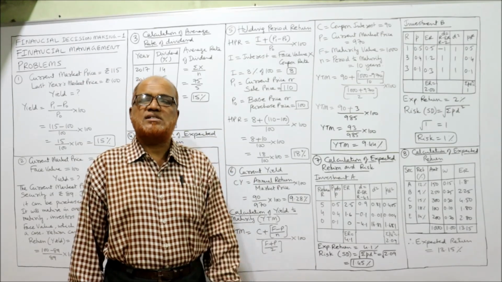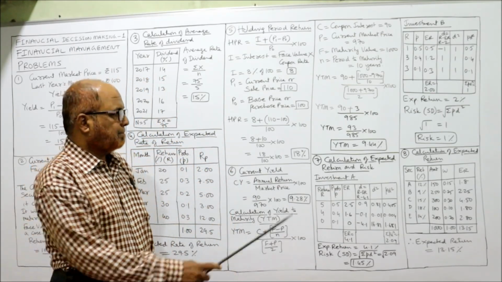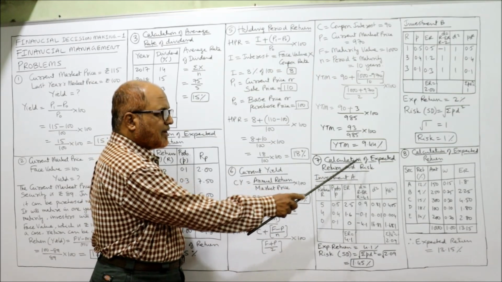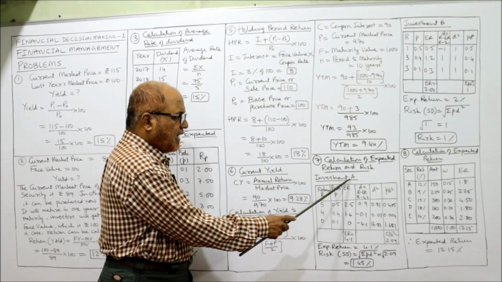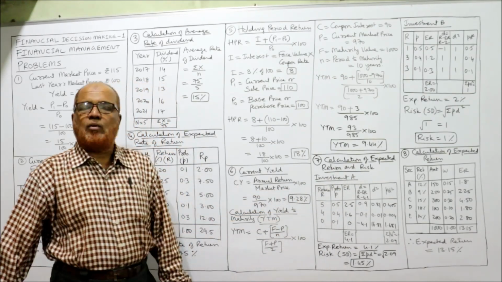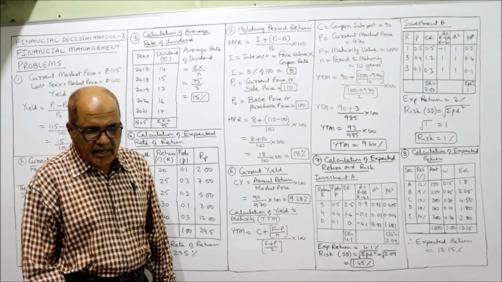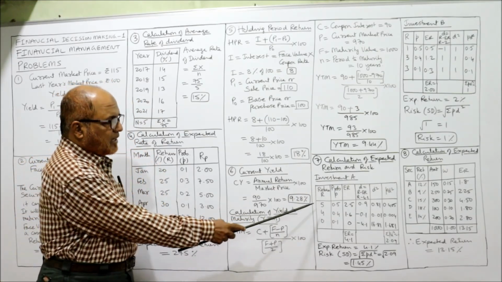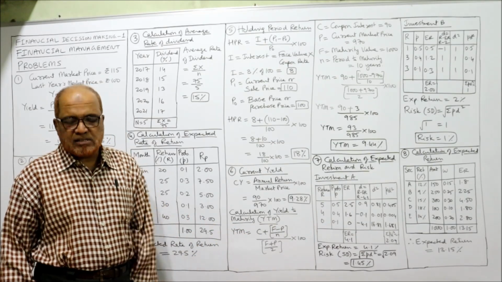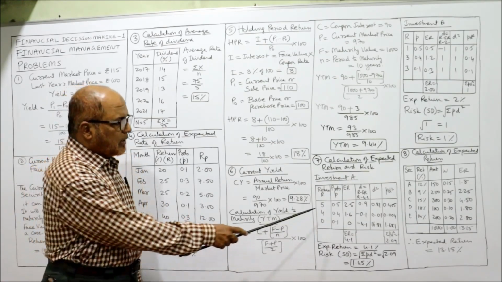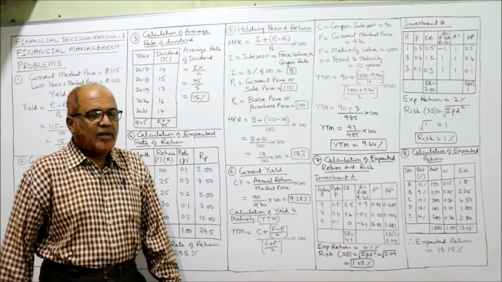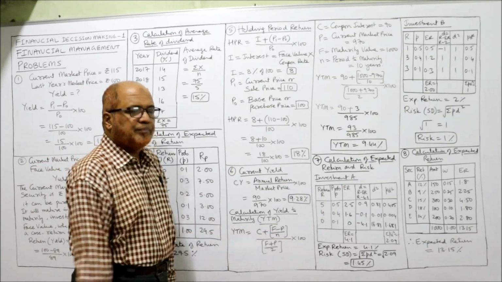First we'll take the first security, investment A. Calculation of expected return and risk, investment A. So these are the columns we require. First column is return. The return for security A is given: 5, 4, 0. So I have taken 5, 4, 0. Probabilities are given: 0.5, 0.4, 0.1. These two columns are given in the problem.